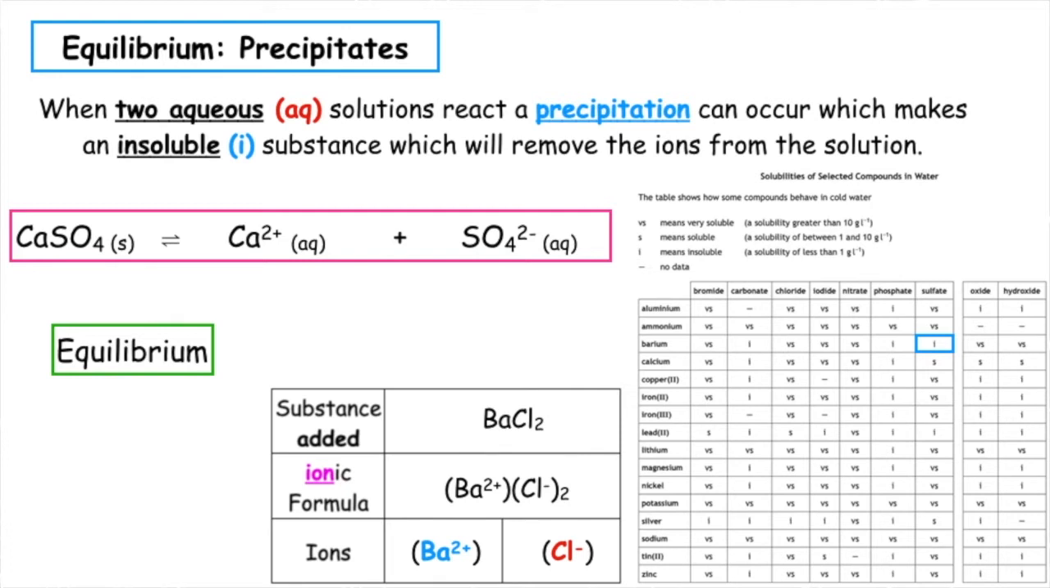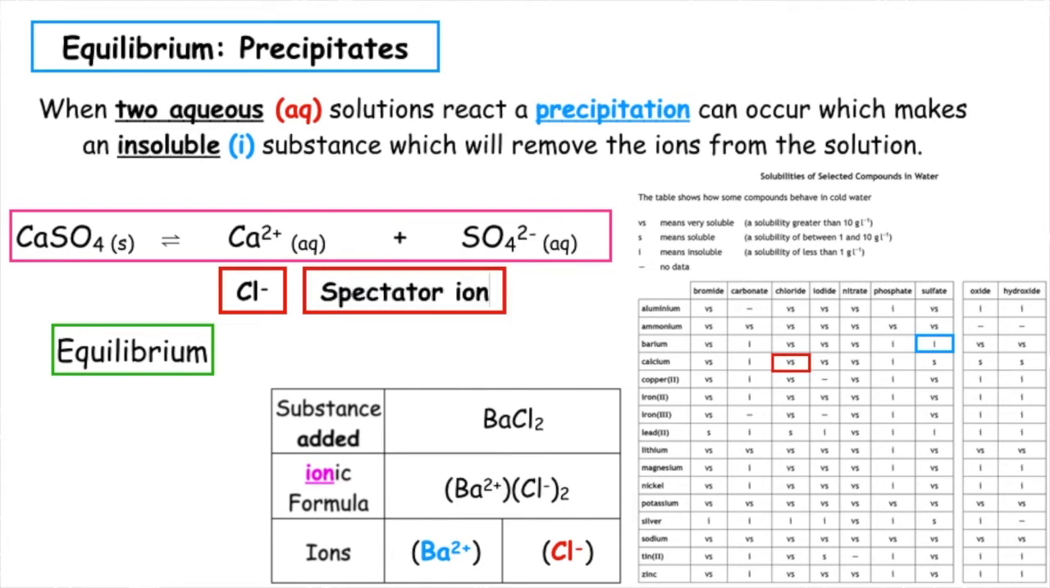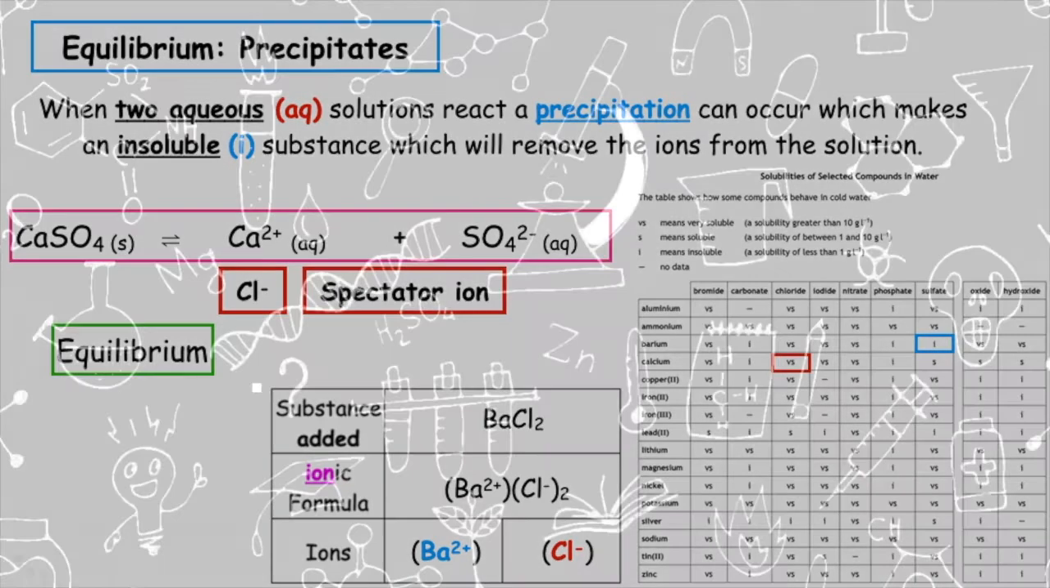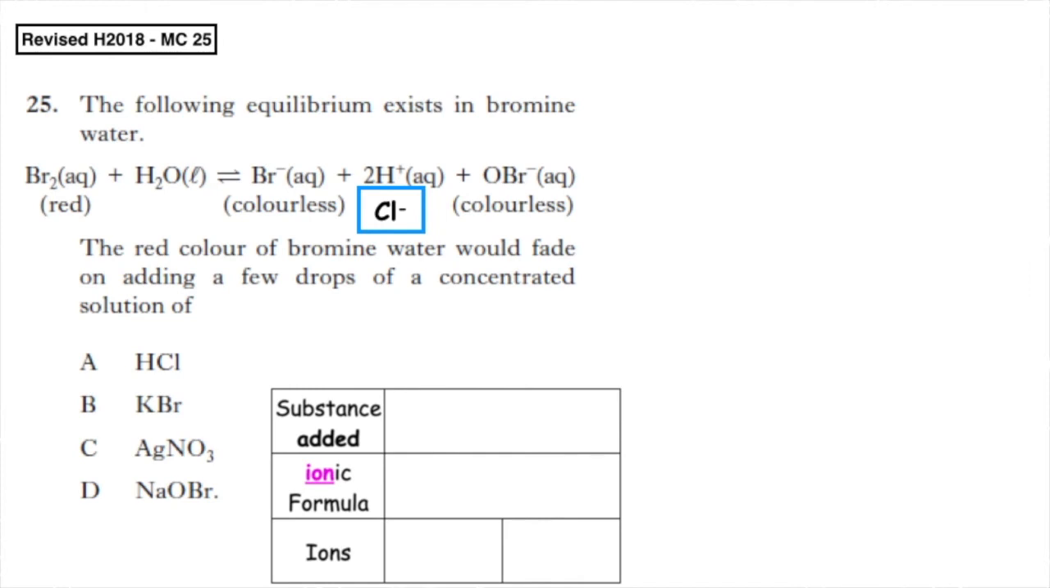If we look at the chloride ions, again, that ion is not present in the equilibrium mixture. However, I know that negative ions are attracted to positive ions. The positive ion that I can see in my equilibrium mixture is my calcium ion. If I use page 21 and look that up, calcium chloride is very soluble, which means it's going to remain in solution, which means that the chloride ion acts as a spectator ion and it does not change the position of the equilibrium.